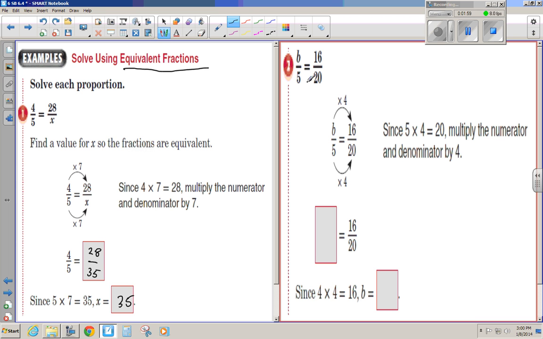So try that here with this example. B becomes 16. 5, you multiply by 4 to get 20. So when you multiply by 4 going this way, that means going the other direction, you have to divide by 4. So take 16, divide by 4, and you get 4/5. So B is 4.